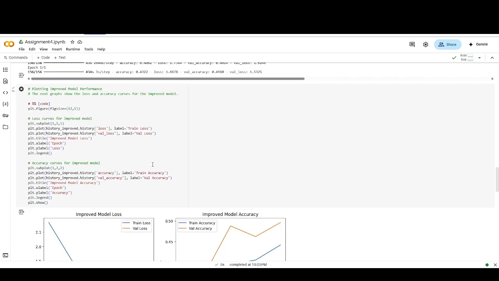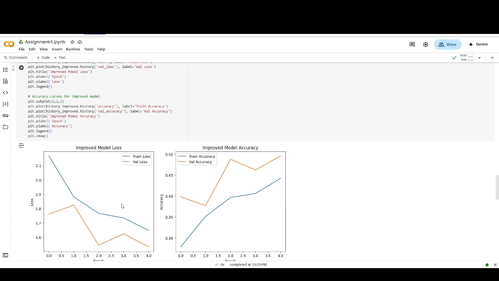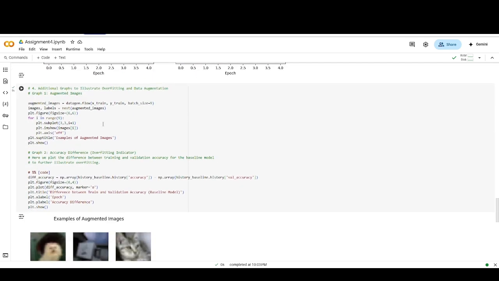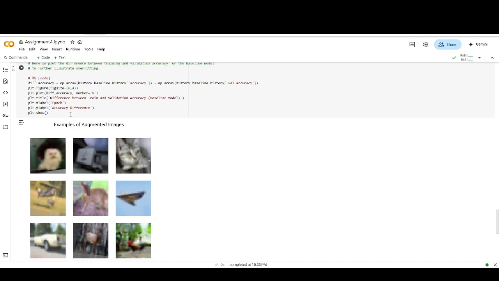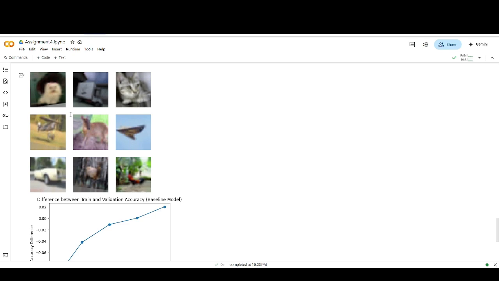After the training, I plotted the graphs again. So first these are the two graphs. This is the improved model loss and this is the improved model accuracy. Also, I displayed a few examples of augmented images so we can see how the original images are transformed, and this makes it easy to understand the overfitting reduction.